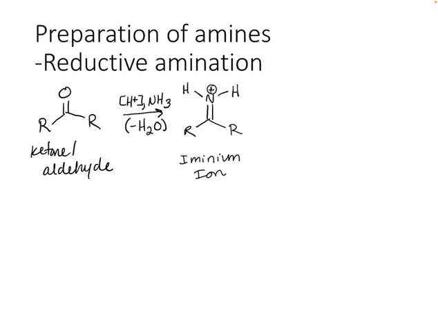Now, once we have this iminium ion, what we can do is reduce the double bond between nitrogen and carbon, and that will give us a primary amine in this case. But what we'll see later on is we can also create secondary and tertiary amines using this method. So in brackets above the arrow, I'm just writing RED for reduction.